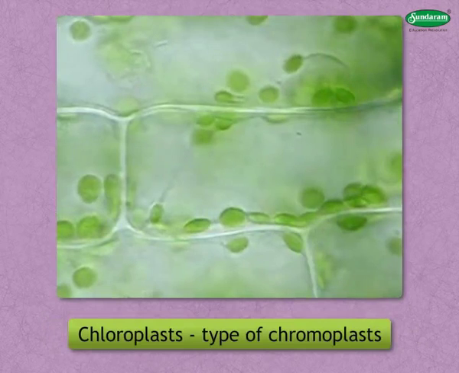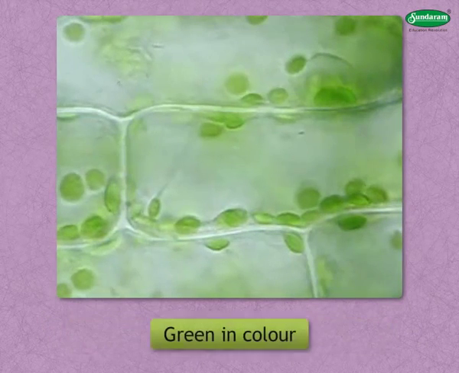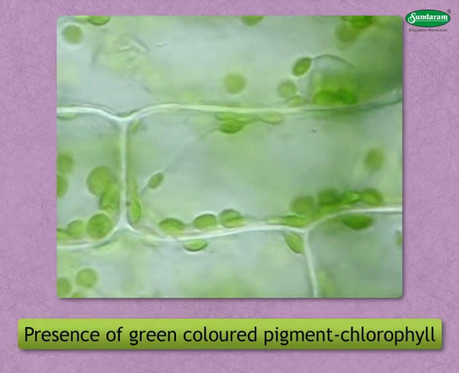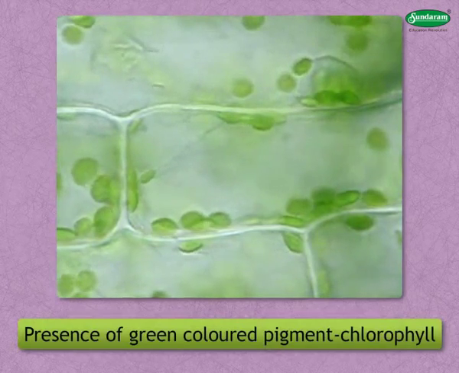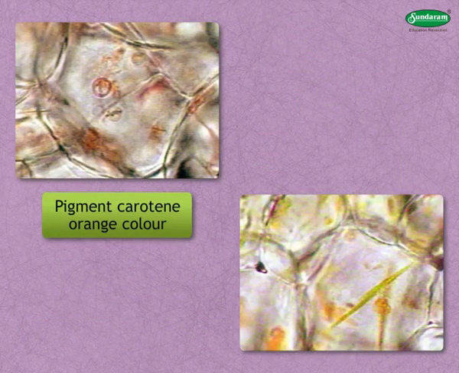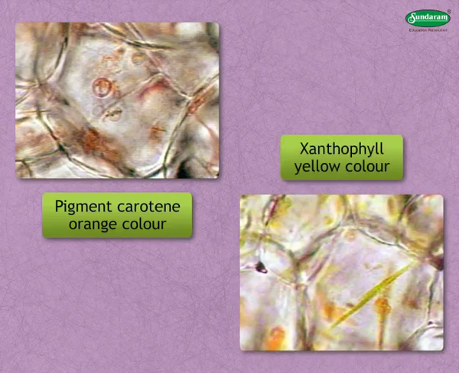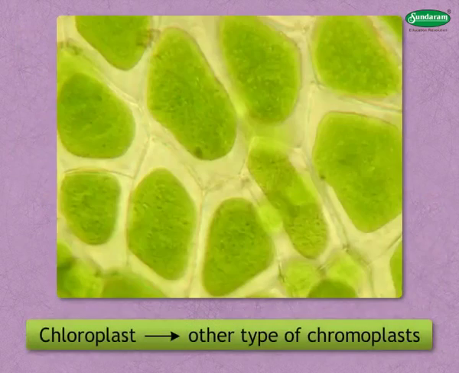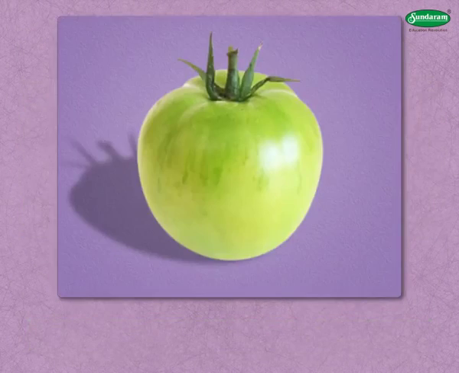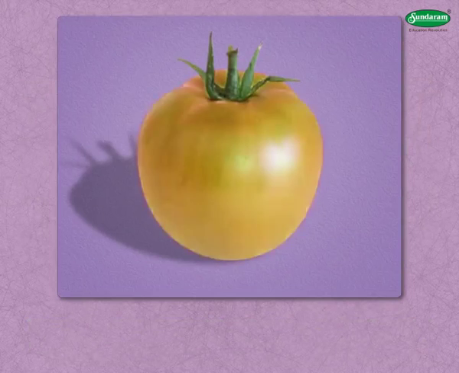Chloroplasts are a type of chromoplasts which are green in color due to the presence of a green-colored pigment called chlorophyll. Pigment carotene present in the chromoplasts give orange color and xanthophyll gives yellow color. Chloroplast can get converted to other type of chromoplasts. For example, raw green tomatoes are converted to red.